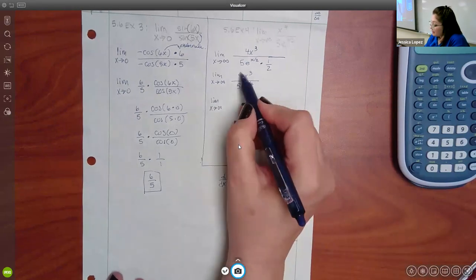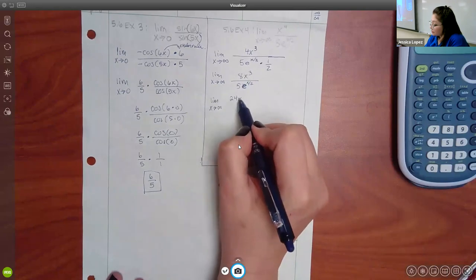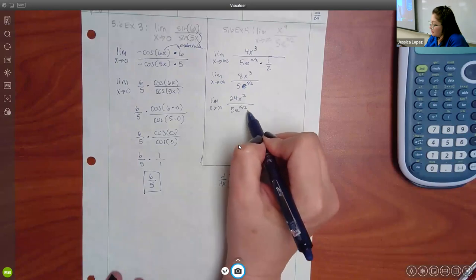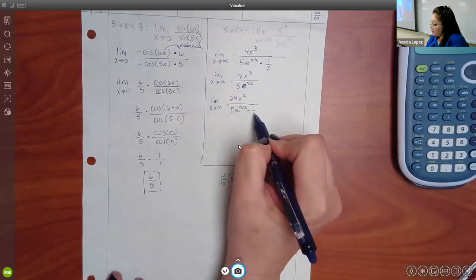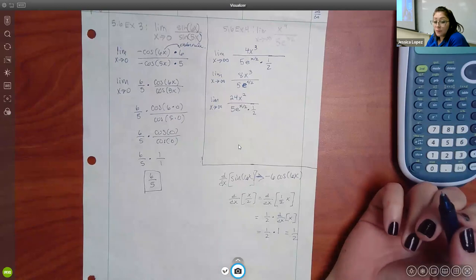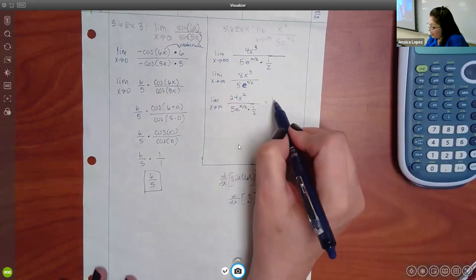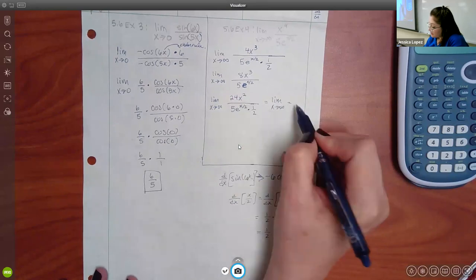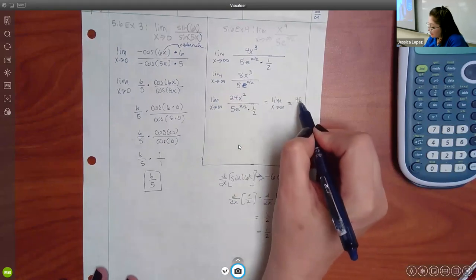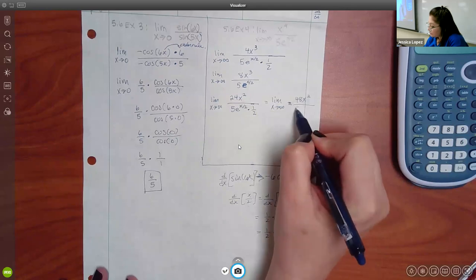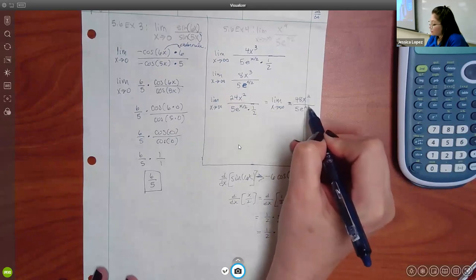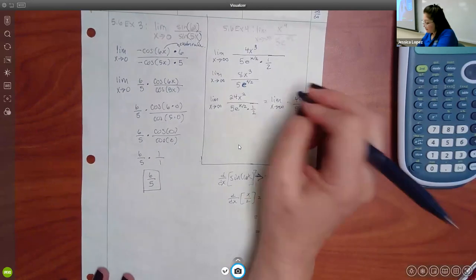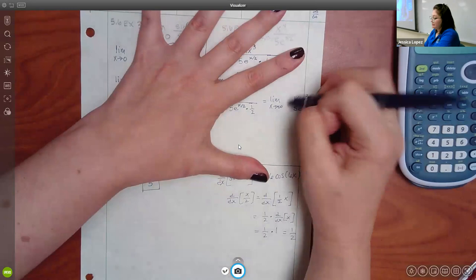So bring that down. It's going to make it 24x squared. 5e exponent stays the same, multiply by the derivative of x over 2. So I'm going to flip that up. It's going to become 48x squared over 5e to the x over 2. I don't know why I have an equal sign right there. It's not balanced.